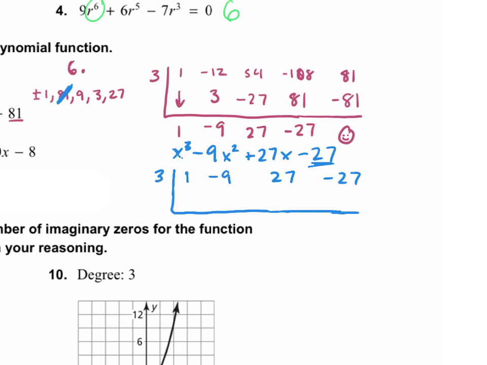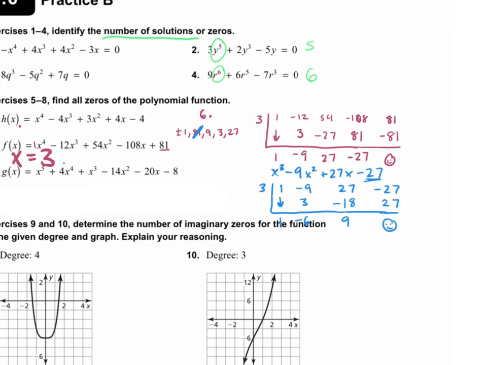Three. Let's drop down the 1, multiply, add, multiply, negative 18, add, multiply. Wow, I'm good. We get 0 again. So 3 works. So another one of our answers is 3. What should we do next? Turn it into a polynomial.